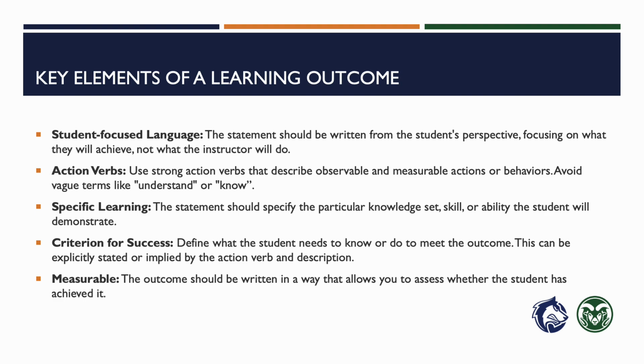Specific learning. The statement should specify the particular knowledge set, skill, or ability the student will demonstrate. Criterion for success. Define what the student needs to know or do to meet the outcome. This can be explicitly stated or implied by the action verb and description. And the outcome should be measurable. It should be written in a way that allows you to assess whether or not the student has achieved the outcome and to what extent.